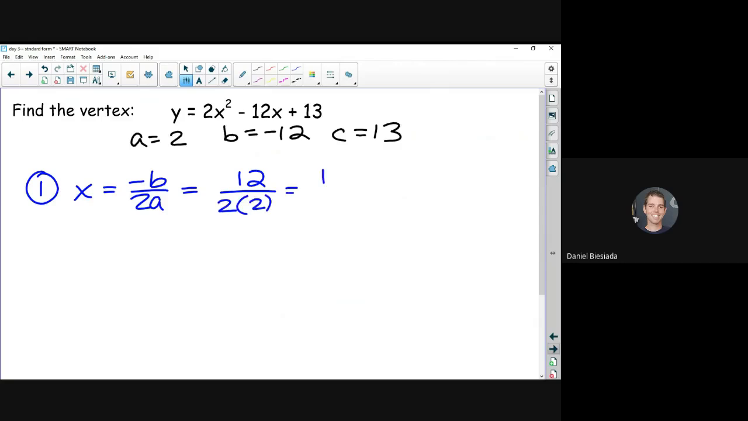Our a value is 2. Down at the bottom there, 2 times 2 is 4. And 12 divided by 4 gives me 3. That tells me that the x value of my vertex is 3. And all I need to do now is substitute that 3 back in to find the y value.